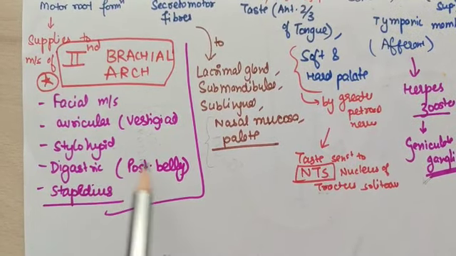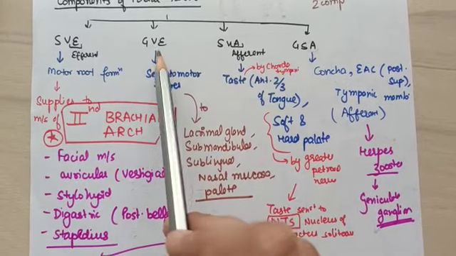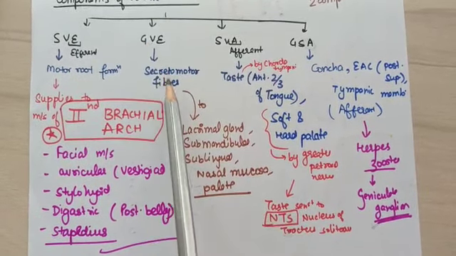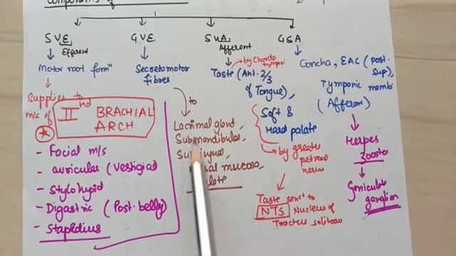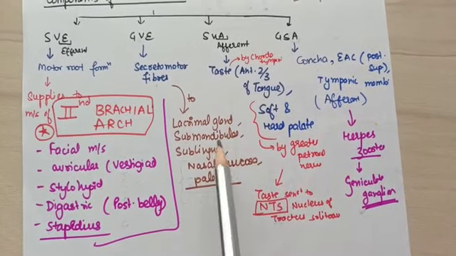Stylohyoid, digastric posterior belly, and the stapedius muscle. Coming to the general visceral efferent. This gives the secretomotor fibers to the lacrimal gland, salivary glands like submandibular and sublingual, and the nasal mucosa and palate.